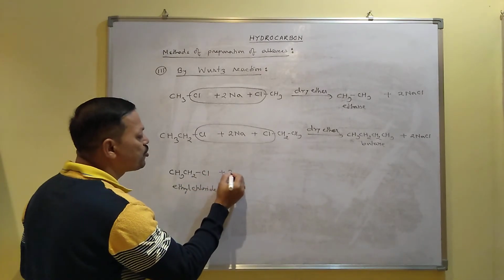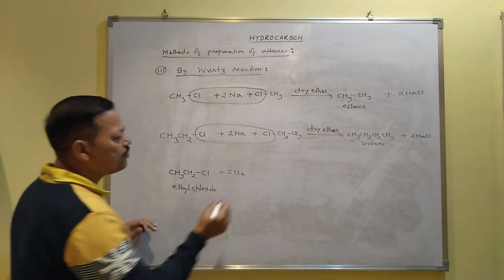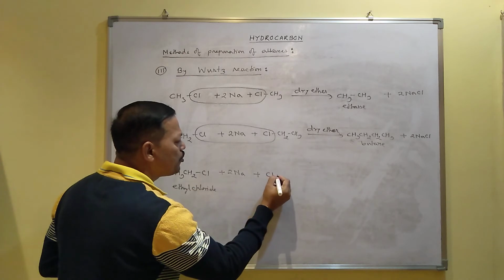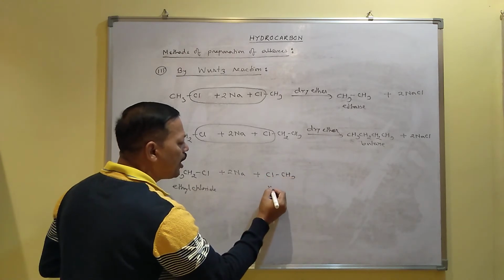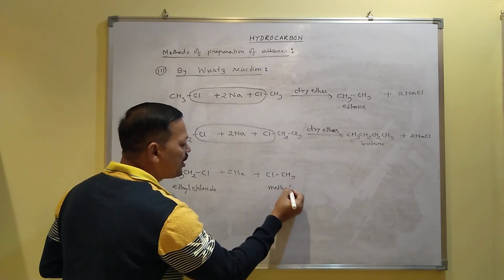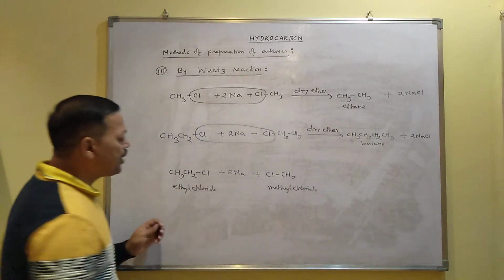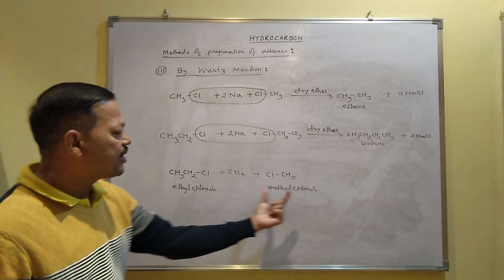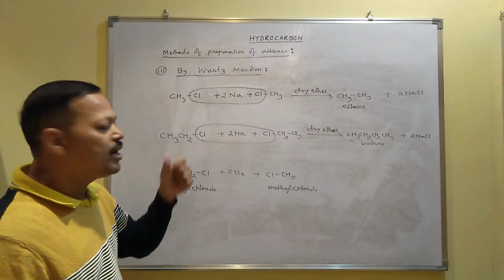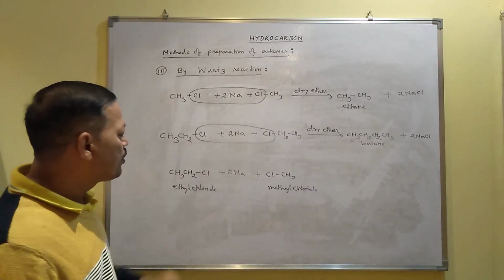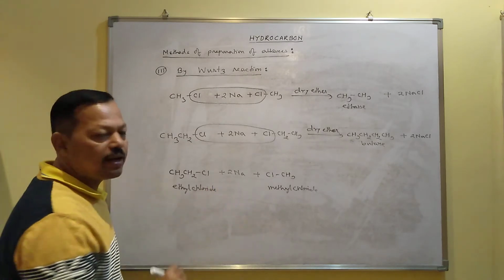When it reacts with sodium metal, and suppose this is methyl chloride, I mean I have taken different haloalkanes, the reaction will take place. So one haloalkane I have taken is ethyl chloride, another is methyl chloride. Here one is ethyl, one is methyl.